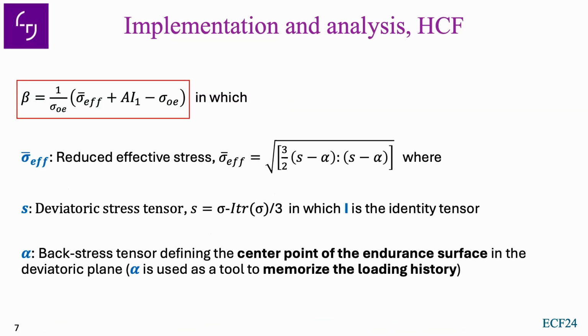In this equation, we have another parameter, sigma bar effective, which is the reduced effective stress, and we can derive these parameters based on this equation. In this equation, S is the deviatoric stress, which can be extracted by this equation, and I is the identity tensor. As I mentioned before, alpha is the back stress tensor, defining the center point of the endurance surface in the deviatoric plane, and is responsible for memorizing the loading history.